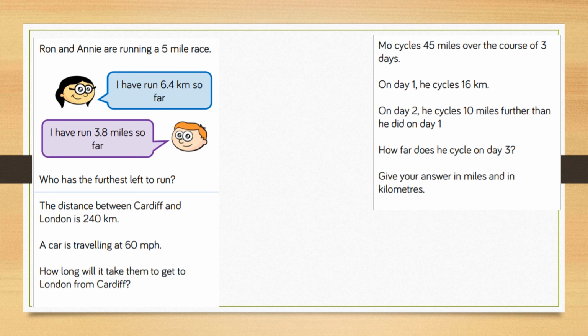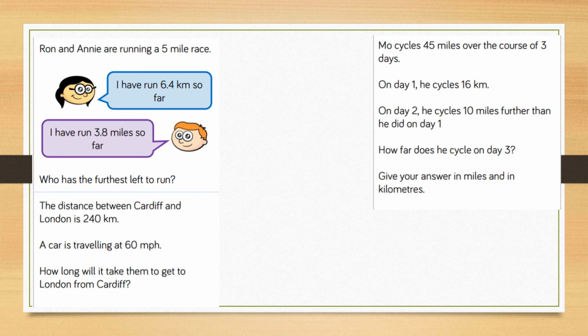Okay, and here's some problem solving for you, and you've got some more after as well. So Ron and Annie are running a 5 mile race. So Annie has run 6.4 kilometres and Ron has run 3.8 miles. So who has the furthest left to run? So remember, 5 miles is approximately 8 kilometres. Okay, so you're going to put them both into miles or kilometres.